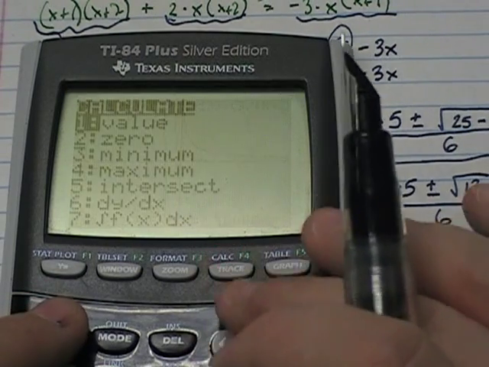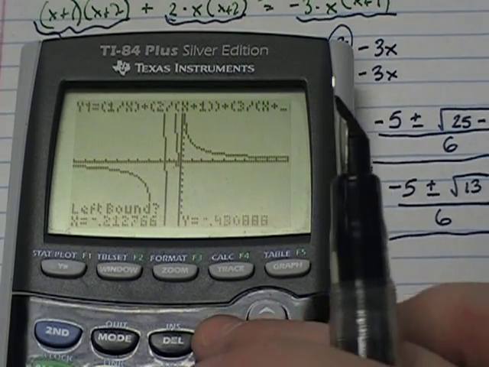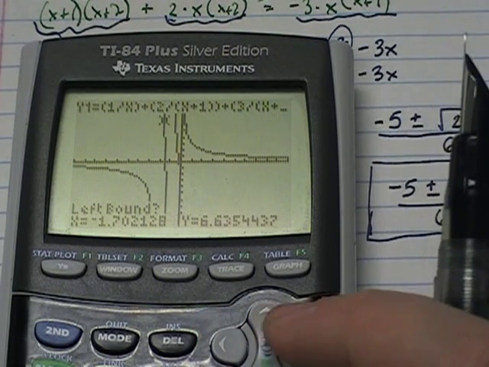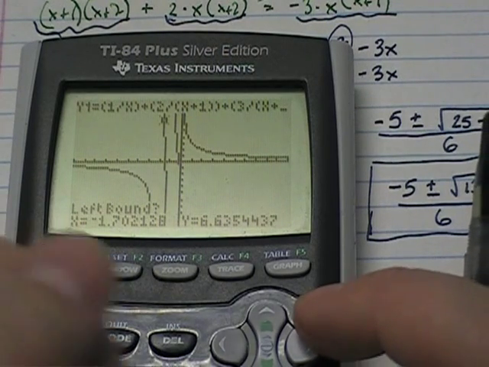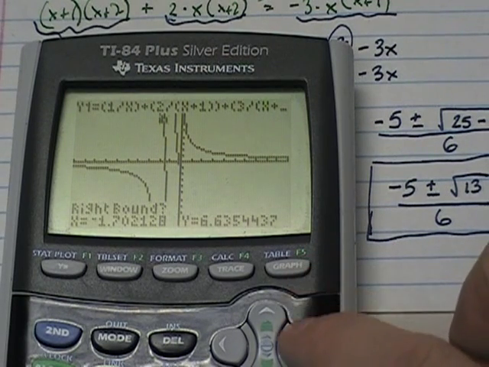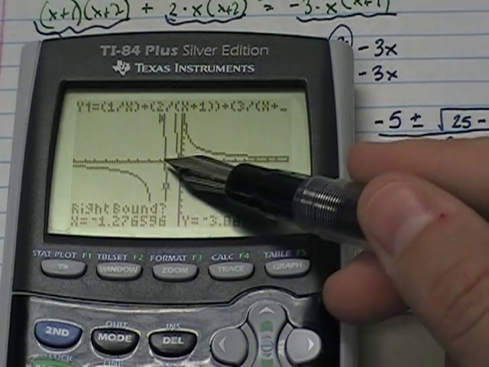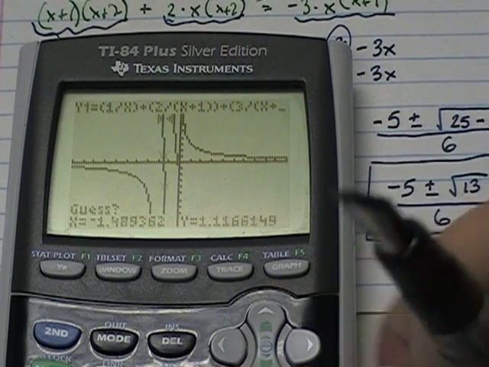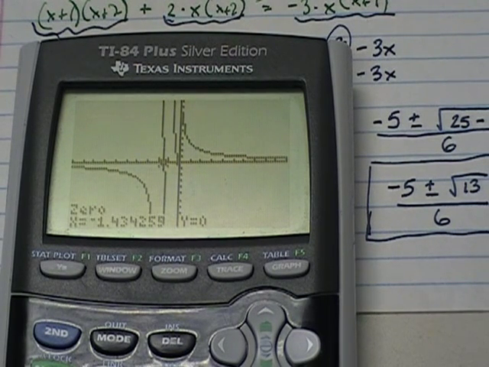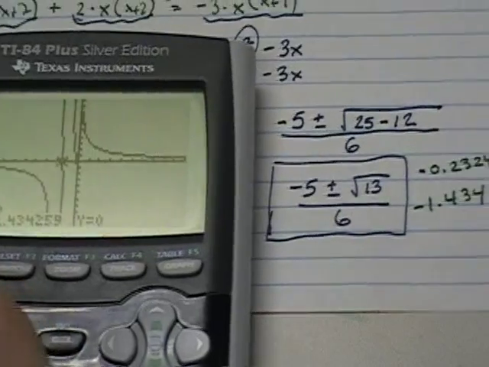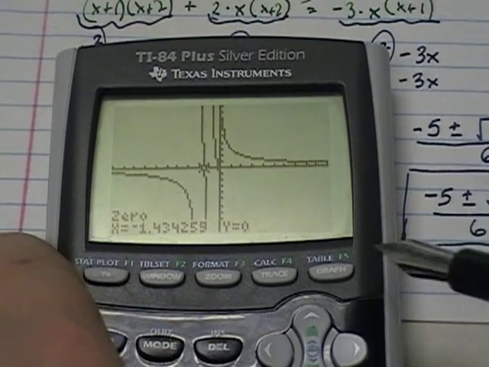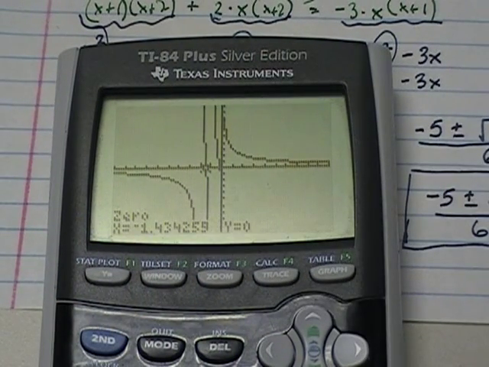I go back to the Calculate menu, 0. And I'm going to press to the left this time, and it'll switch to that line. Left bound. You've got to go to the left of the line, and you press enter. Then you click to the right of this x-intercept, and you press enter. And then you click as close as possible, and you press enter. That's your guess. And you get negative 1.434. Negative 1.434. And so we know that this solution is also correct.